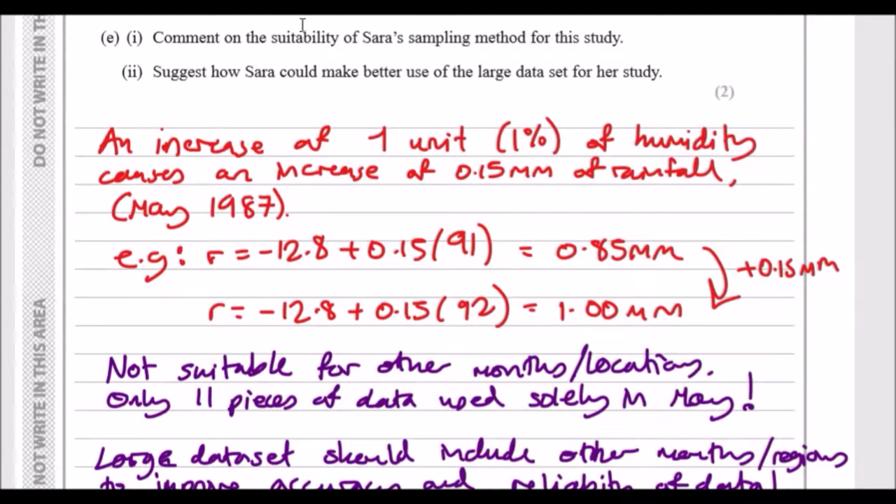Now E, comment on the suitability of Sarah's sampling method for the study. Well, this is not suitable for everything because remember, we're focusing on the specific month and year, so May, and that specific region, Luchars. So we could say that it's not suitable for other months and locations. Of course, it's only suitable for that particular month. And only 11 pieces of data were used solely in May. Or in this case, I should have said 10, because we ignored the other one. So it's not very reliable. It's only suitable for May and between those ranges.